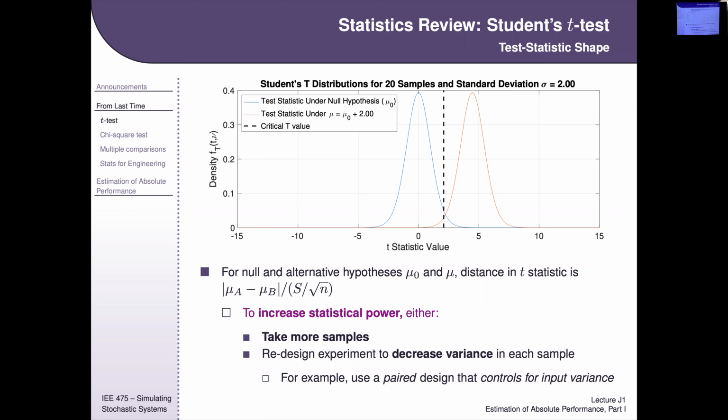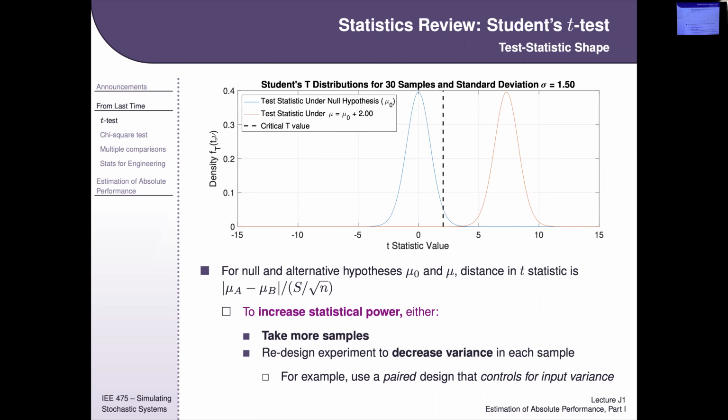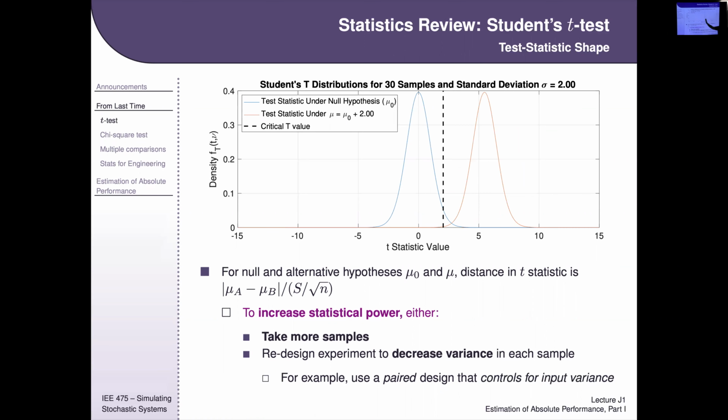That happened because the distance between these two t statistics is the difference in their averages divided by their standard deviation divided by the square root of n. So the more samples I get, the more I push these curves away from each other and the less overlap they get. That in sample space is what's going on as you take more samples. If you go from 20 to 30, you get almost no overlap. If I have a way to decrease standard deviation, I can do even better.